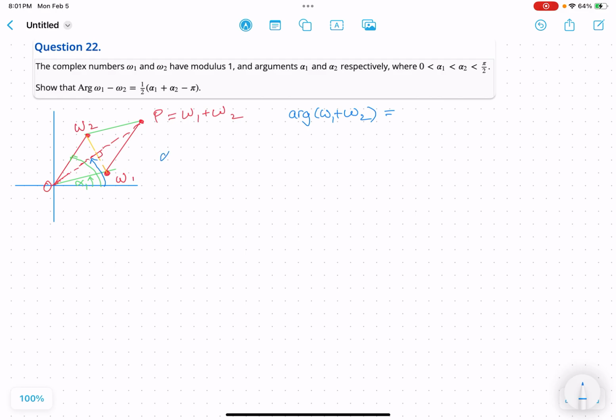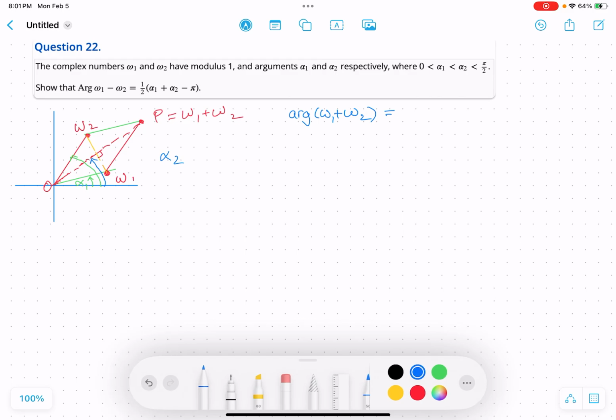So think about this. If I take the whole of alpha 2, and take away alpha 1, that's just this bit here. But we know that it's perpendicularly bisected, so it's cut in half. It's made up of two parts, so if I divide it in two, each of those bits there is the same. It's alpha 2 minus alpha 1 on 2.